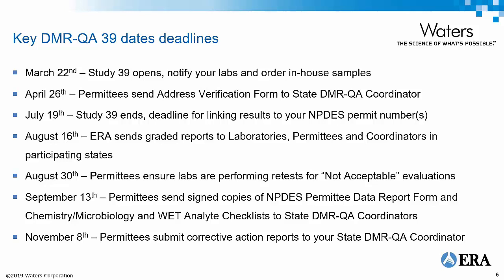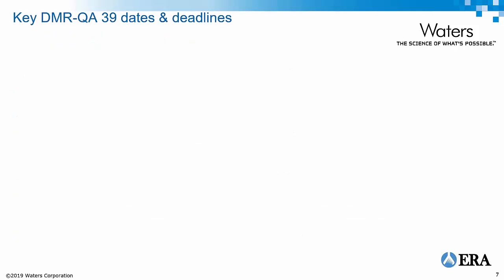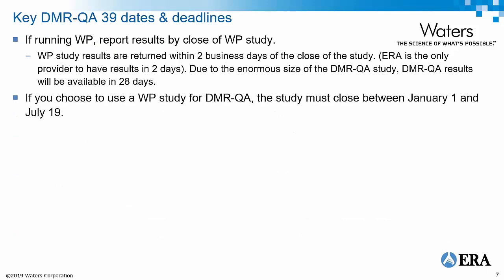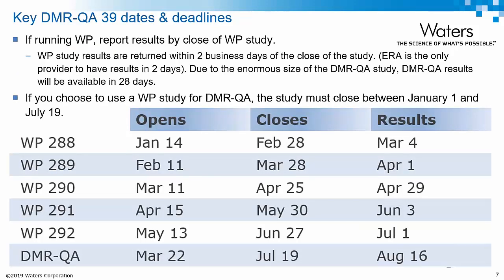You also have the option of using a WP study to meet your DMR-QA requirements. This can be used in the dual purpose of also meeting your state laboratory accreditation requirements if you have them. You want to note, though, if you participate in the DMR-QA study itself, your results are due back by July 19th. If you use one of our WP studies, results must be reported by the close of that specific WP study you're using. So just please make note of that.